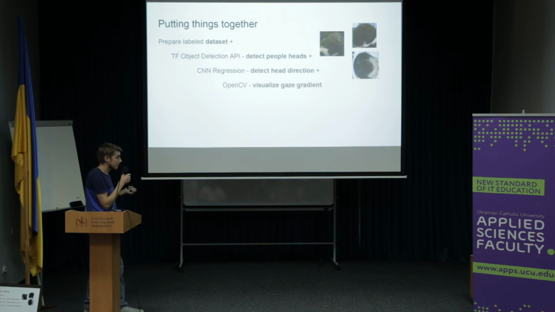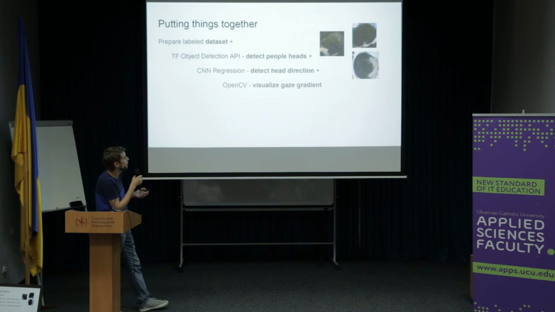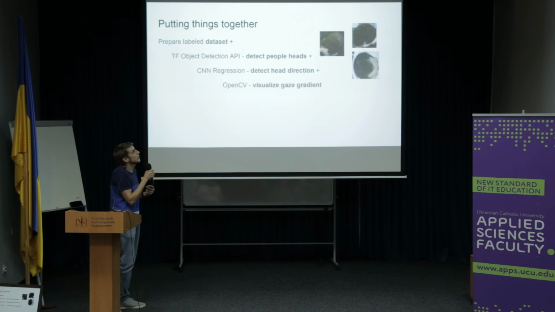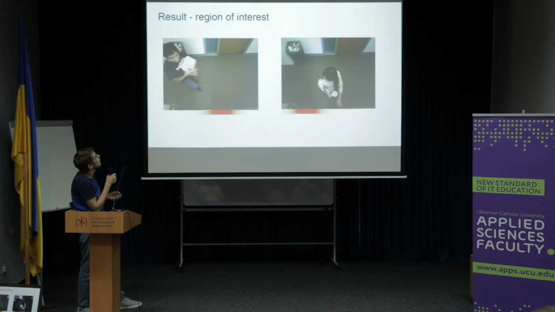And what we did next, we spent 3 days, 3 nights working on data sets. Okay, I'm joking, we spent only 1 evening, but we prepared 1 data set, not very big, and combined it with our object detection API, which could detect people's heads, then went through CNN regression to detect the direction itself, and putting this together, you could visualize the direction itself. So here it is.